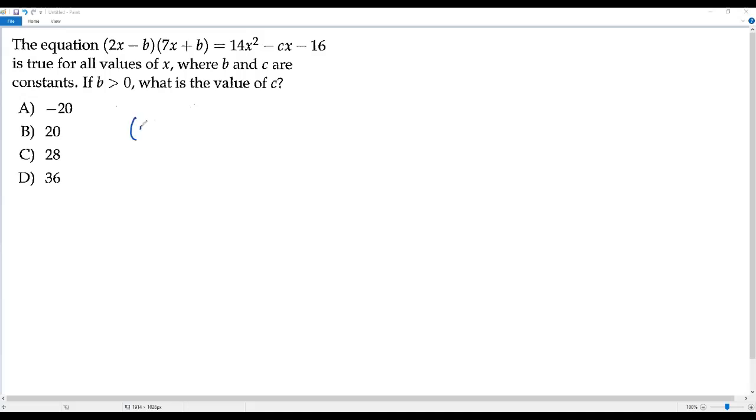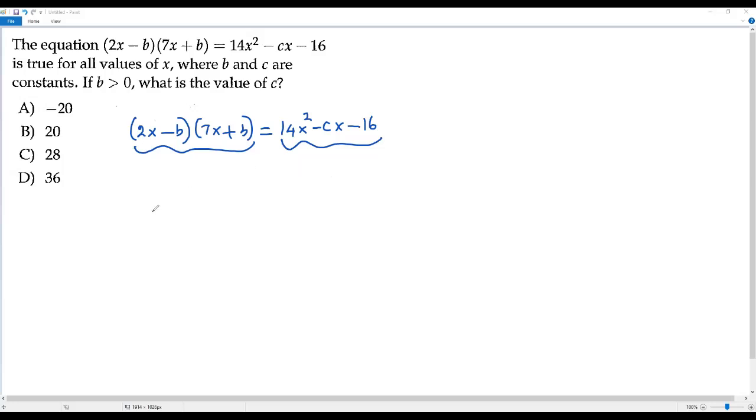Let me take the given equation, (2x − b)(7x + b) = 14x² − cx − 16. On the left side, I have a product of two binomials. When I multiply the first terms, 2x and 7x, I get 14x². So the product of these two binomials will be a quadratic expression in the variable x. Already we have a quadratic expression in x on the right side.